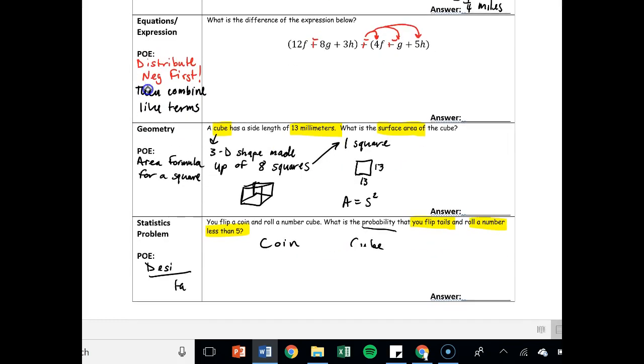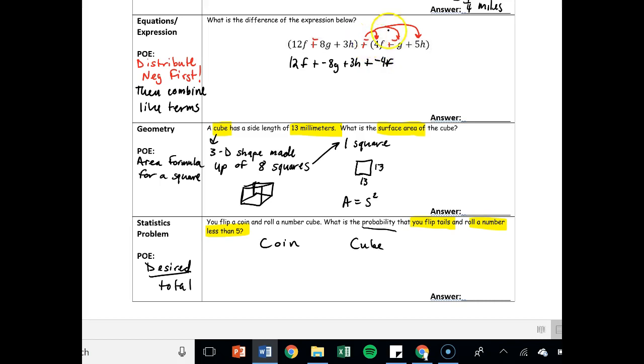Right? For this equations and expressions problem, point of entry: when you see a negative sign like you do here, you need to first go through and say plus and negative, right, to everything. But then when the negative is on the outside of parentheses, you need to distribute that to everything on the inside. So let's take a look at what this will actually look like. So this is 12f plus -8g plus 3h. So nothing there has changed, right? Plus, what is a negative times a positive 4f? That's a negative 4f. So that matters.